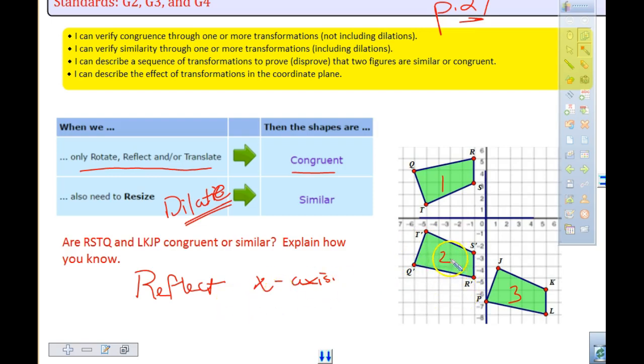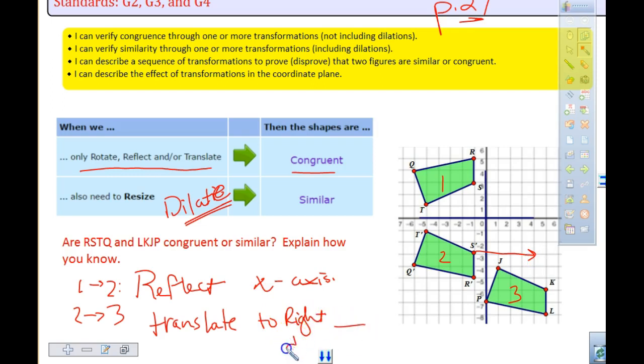And now how do I get from 2 to 3? From 1 to 2, we did a reflection over the x-axis. To get from 2 to 3, what does it look like we have to do? Again, we're going to translate it. How are you going to translate it? This is where I'll be a little more specific about how you write it. So translate it, we are moving it how? To the right, how far? So we're moving it to the right, and then we're moving it down.